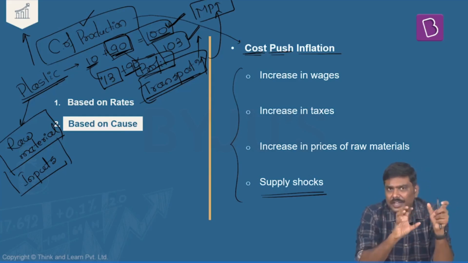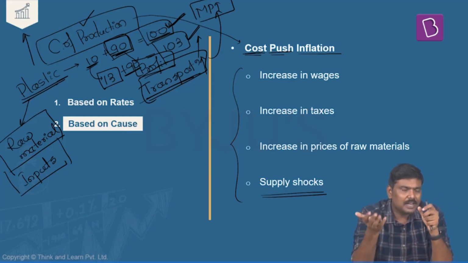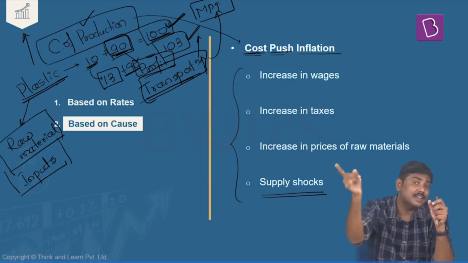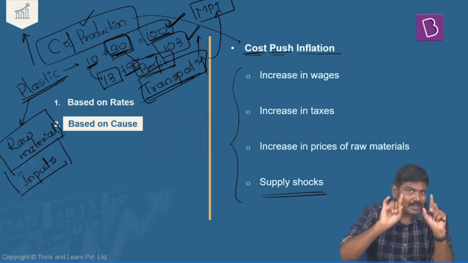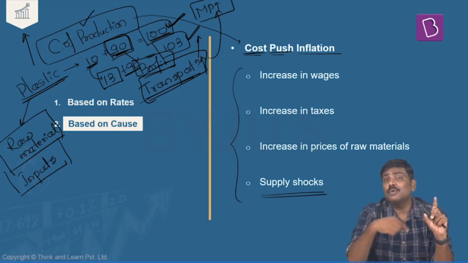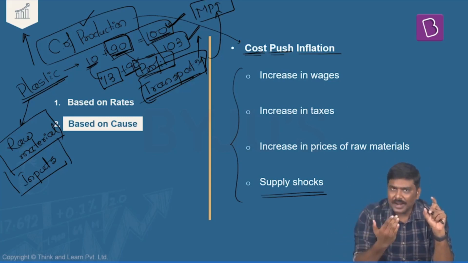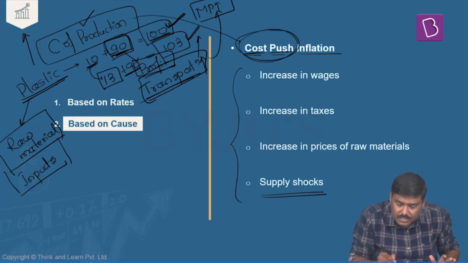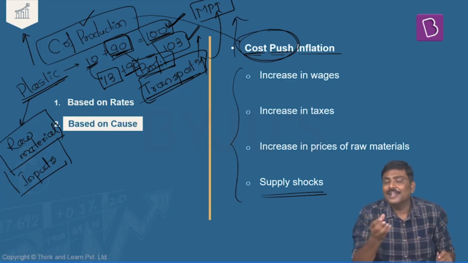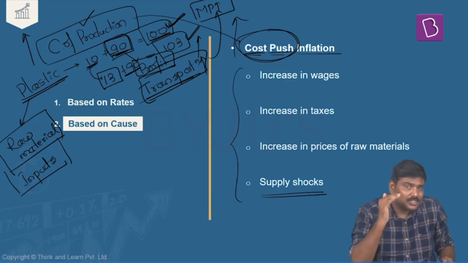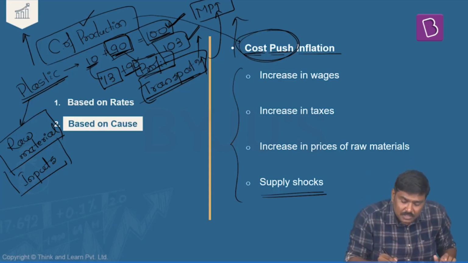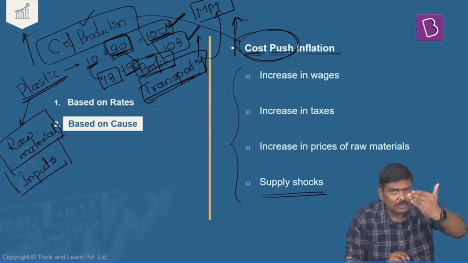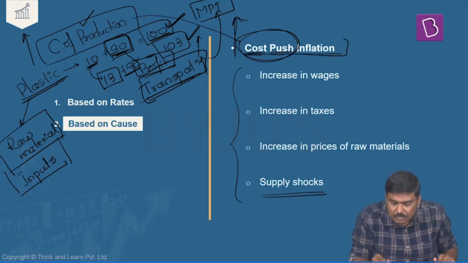So understand the logic here. Whenever there is a demand side factor, and this particular demand side factor is increasing the demand, as a result of which the market prices are increasing, that is called a demand pull inflation. And on the other hand, whenever there are supply side factors which are pushing up the cost of production or the market prices of the goods, which is leading to inflation, this is called a cost push inflation.